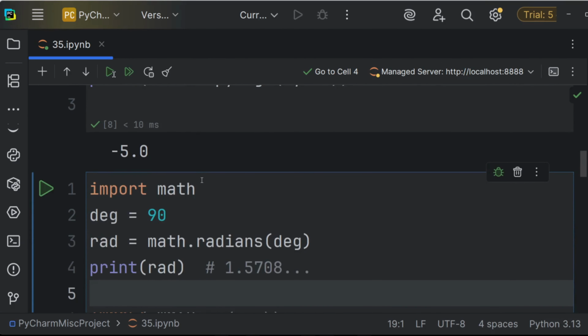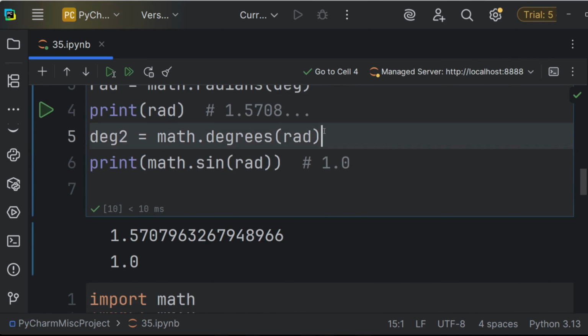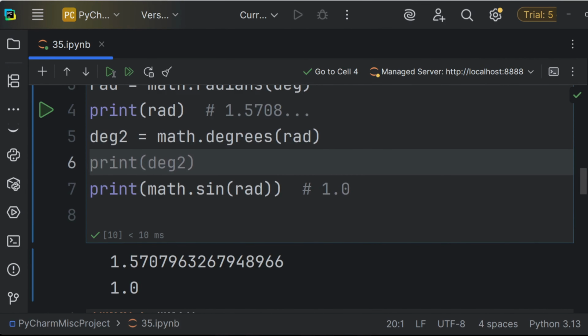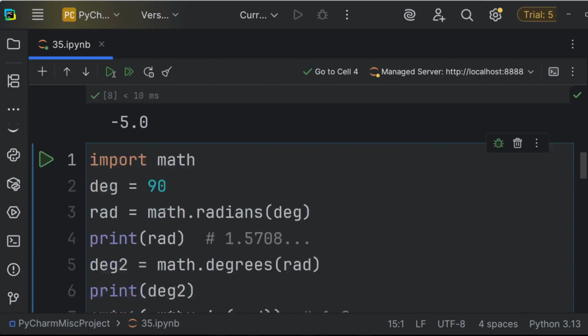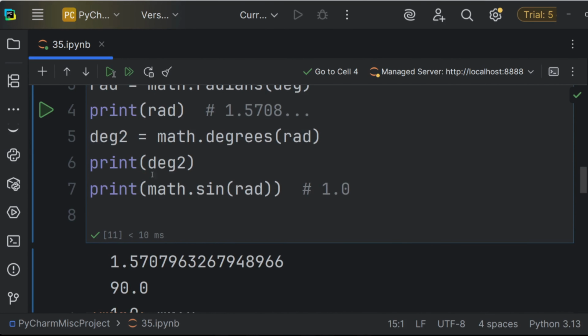Now, what if you want to find the degrees when the radians is given? Let's try deg2 is equal to math.degrees of rad. When we run this, it ran properly. Now we just make sure it's safe. And now let's try to print the value. As you can see, it converts the value which is stored in rad, which is 1.570 and so on, into 90 degrees, which is the degree version of the radian 1.570, which is the radian version of 90 degrees.